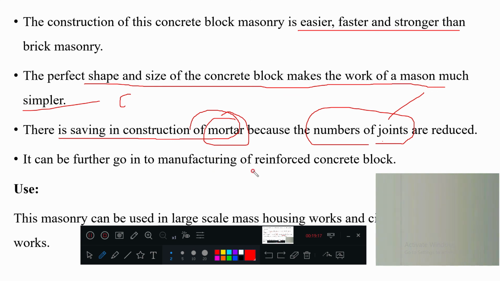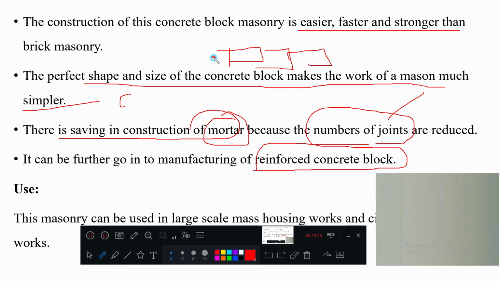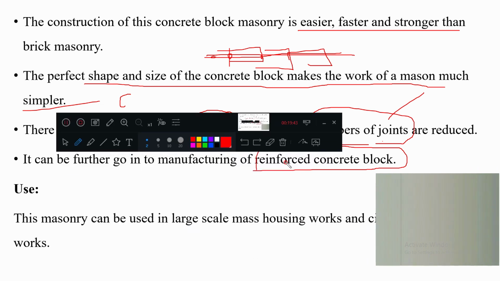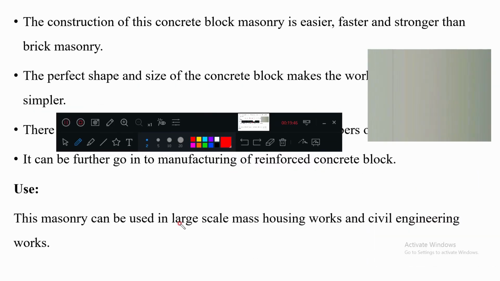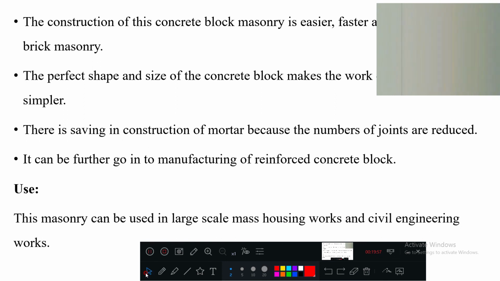Also we can produce reinforced concrete blocks. Keeping the blocks in the construction, you can insert a steel bar through them. You can produce them in such a way that there are small holes inside the blocks, through which you can put the reinforcement bar such that the total construction becomes stronger. Where are we using them? Generally we use them in mass housing works. Cement concrete blocks are generally used in mass housing work and civil engineering works.